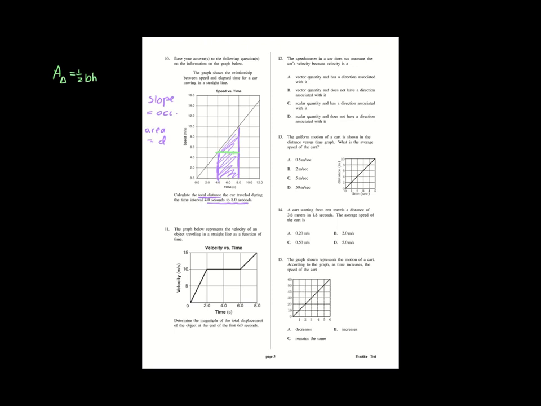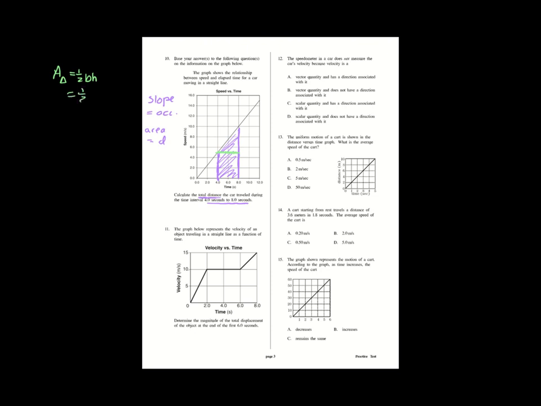1/2 base times height. So when you see a velocity versus time or speed versus time graph, taking the speed and multiplying it by time will get you that distance. And that's why we have to use these formulas. It's also a little bit of calculus, but no one needs to know that right now.